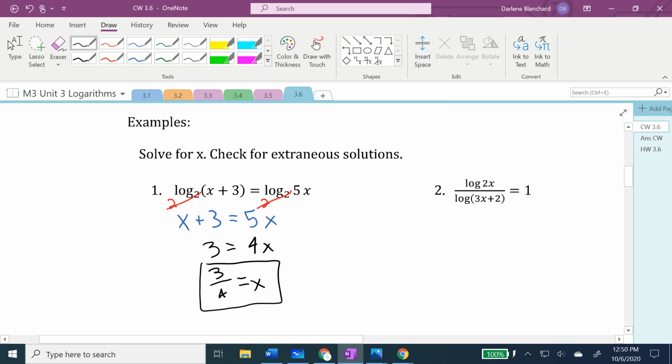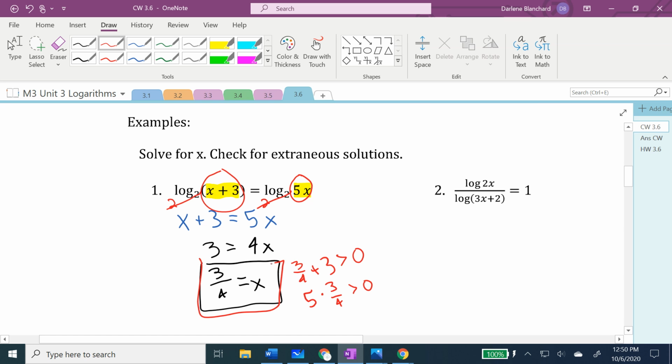To check for extraneous solutions, all I have to do is go back to the insides of my original logarithms and make sure that if x is 3/4, all logarithms are getting positive numbers put in. So you don't have to actually calculate. You just need to ask yourself, if x is 3/4, is 3/4 plus 3 positive? And yes, it is. Is 5 times 3/4 positive? Yes, it is. That's all you need. They're both greater than 0. It is a solution. It is not an extraneous solution.